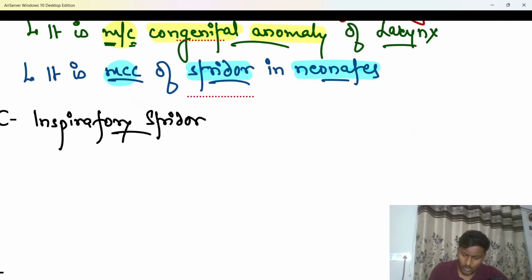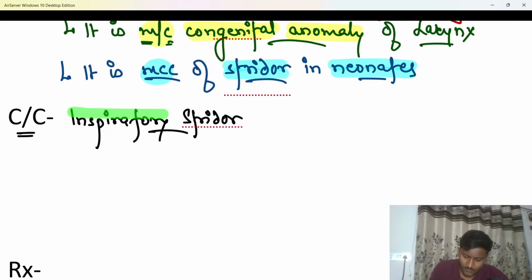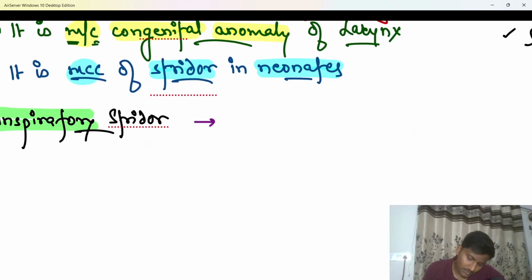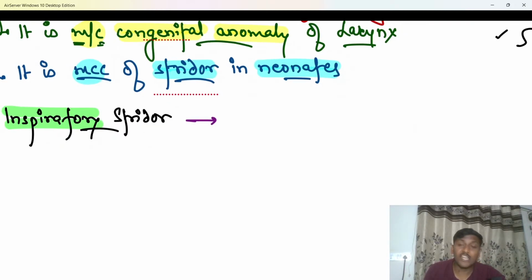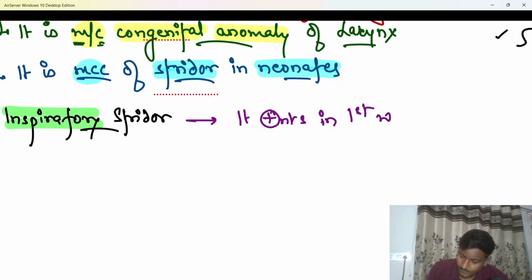That's it. Now, what is special about this inspiratory stridor? First thing, beta, you have to remember that this inspiratory stridor will be present in the first week of life itself. Yes, the child or the neonate will be brought to your OPD in the first week of life itself. एक हफ्ते का या एक महीने का बच्चा होता है बस बेटा. ठीक है? So it presents in the first week of life. First important point to be remembered for this.